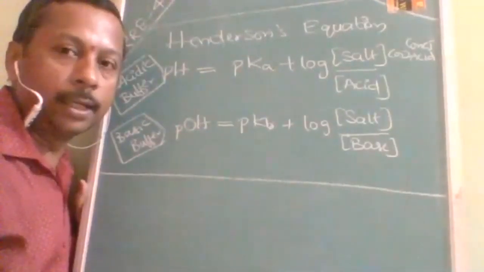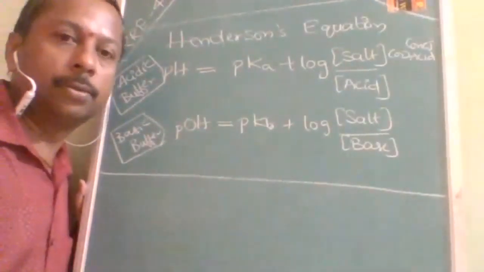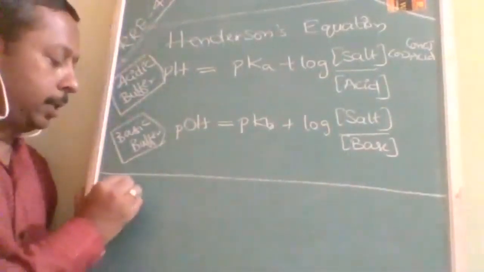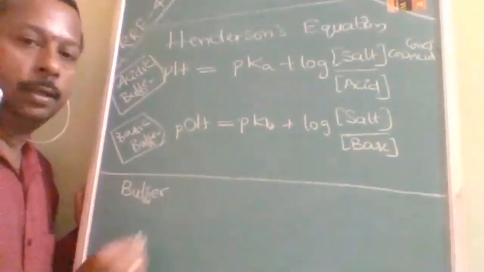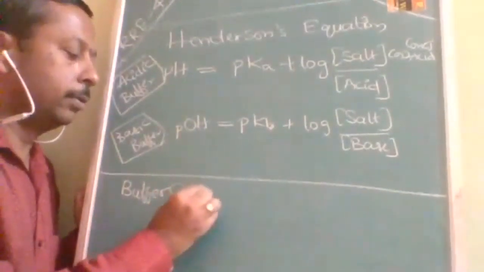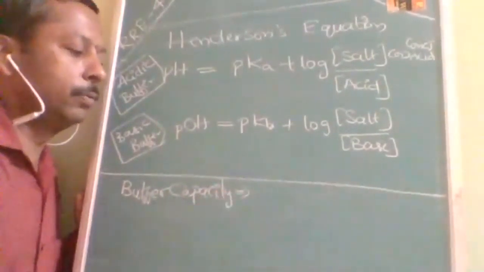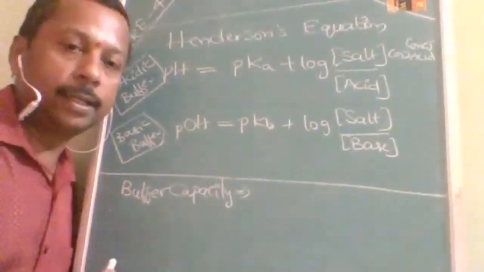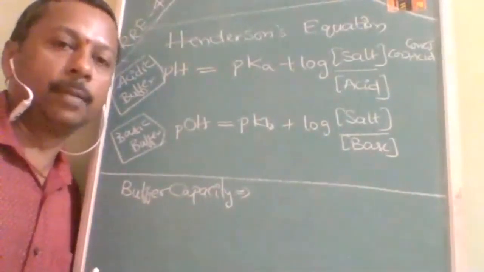Salt and conjugate acid are the same for the acidic buffer. Okay, is it understood? And there is a topic called buffer capacity. Up to what extent a buffer can resist the change in pH is measured by the buffer capacity.